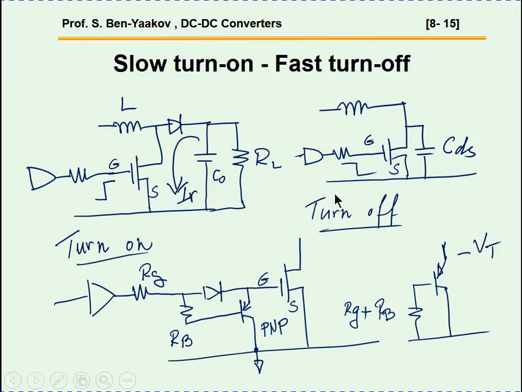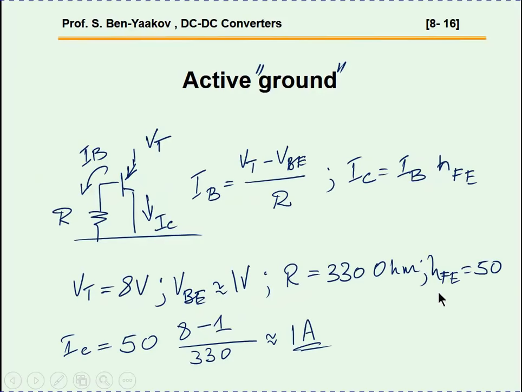However, during turn off, as we bring this voltage here to ground, we have this circuit here in which the total resistance is RG plus say RB, these two resistors. The voltage here will be about VT, around the threshold voltage. And so therefore, this transistor is in the active zone. And then if we look at it, we have a voltage VBE here. This is VBE. We have a voltage VT. So the voltage across the resistor is VT minus VBE, over R is the current. And the collector current here is IB times HFE.